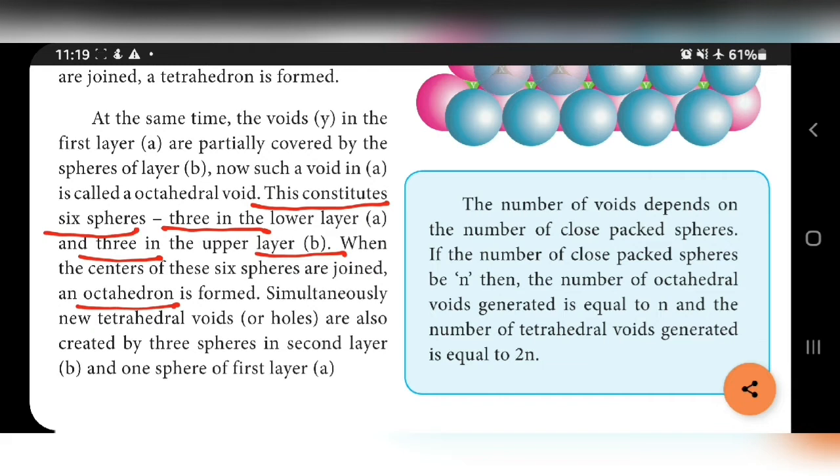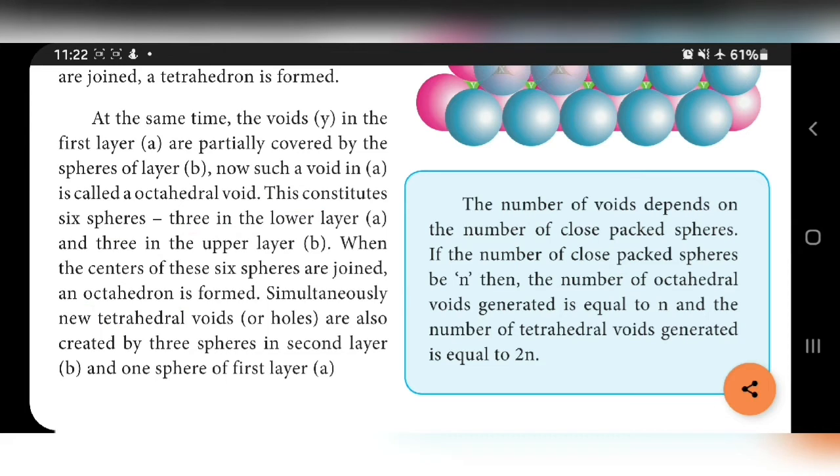In our previous paragraph we discussed the tetrahedral void, here the octahedral void. Simultaneously, new tetrahedral voids are also created by the 3 spheres in the second layer and 1 sphere of the first layer. How? By 3 spheres in the second layer, that is this layer, and 1 sphere in the first layer. So below this, if this atom is there, that is called a tetrahedral void.